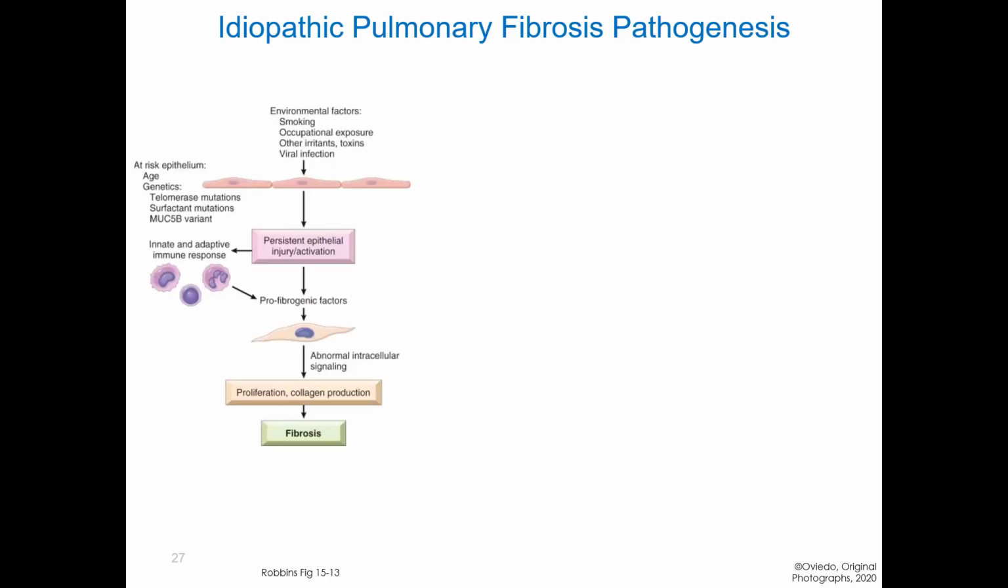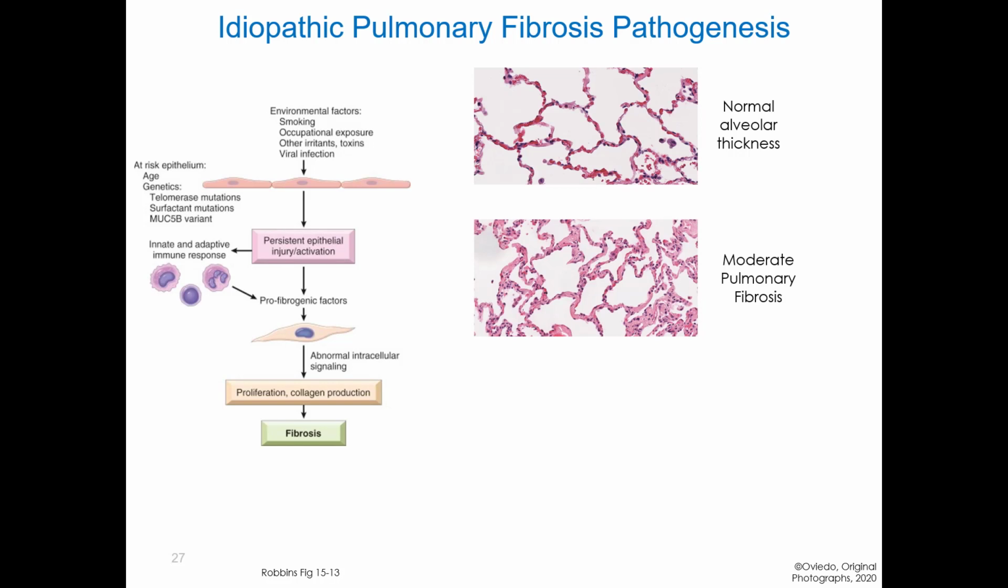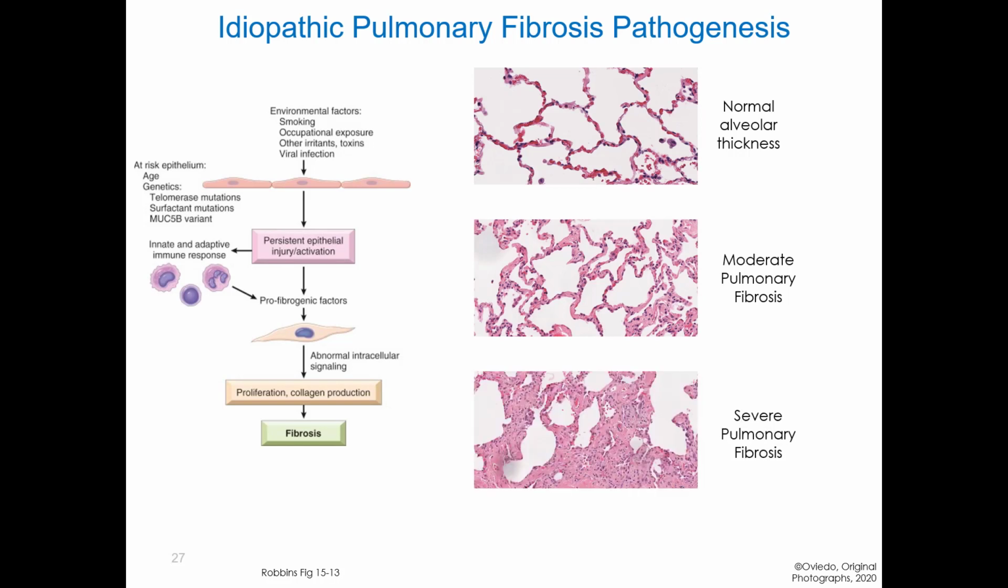Here I have a drawing from Robbins which shows the pathogenesis we've been discussing. Here on the right is a picture of a normal alveolus for comparison to the later pictures. Here we have moderate pulmonary fibrosis in which you can see the alveolar walls are thickened compared to the normal picture above. Down here I have severe pulmonary fibrosis where the alveolar walls are so thick that it is difficult to recognize this as lung.